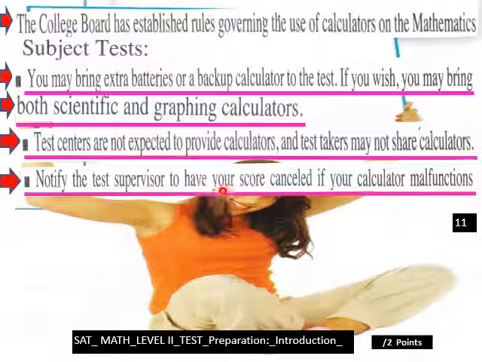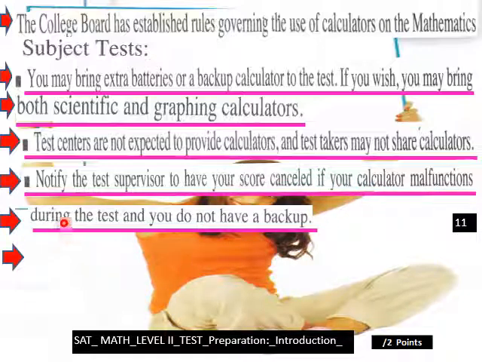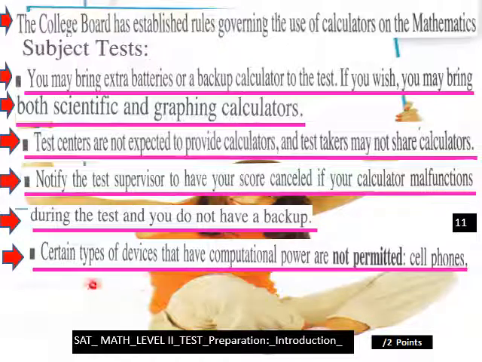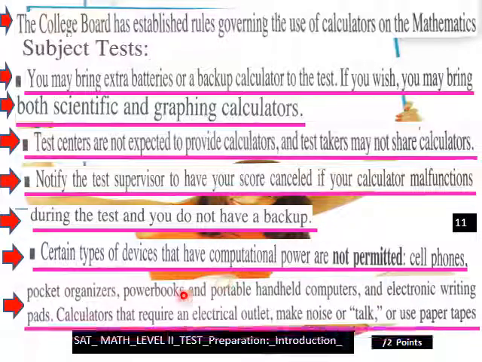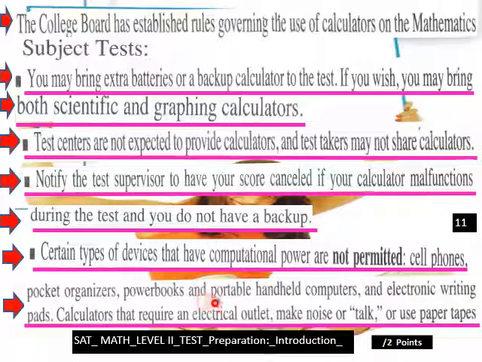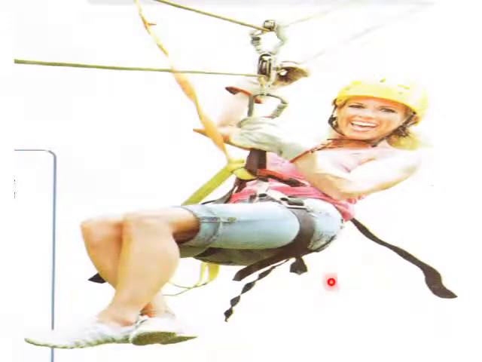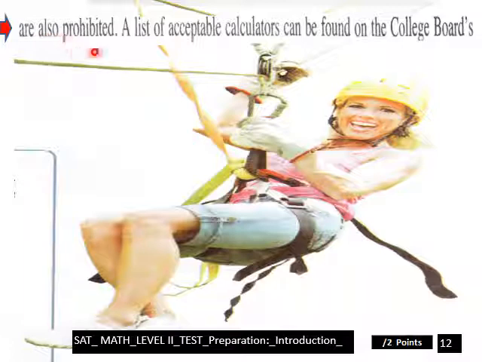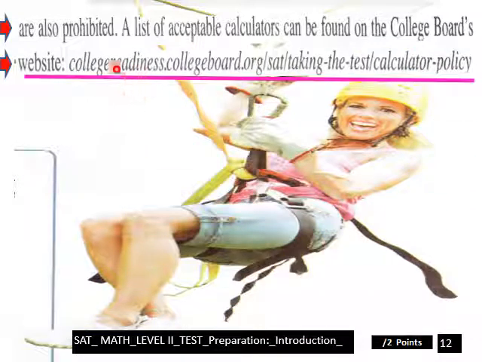Notify the test supervisor to have your score canceled if your calculator malfunctions during the test and you do not have a backup. Certain types of devices that have computational power are not permitted, such as cell phones, pocket organizers, power books, and portable handheld computers, and electronic writing pads. Calculators that require an electrical outlet, make noise or talk, or use paper tapes are also not permitted. A list of acceptable calculators can be found on the College Board's website at collegereadiness.collegeboard.org/sat/taking-the-test/calculator-policy.